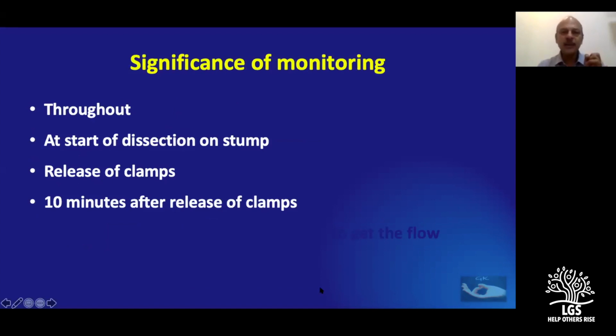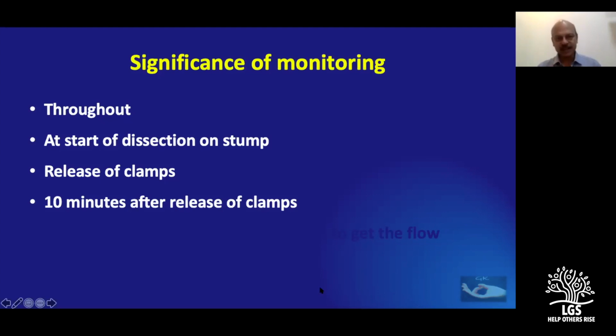Now, monitoring is usually done throughout the surgery by the anesthetist. That is routine. That is done for any patient. They give anesthesia, they monitor the patient. Second is at the start of dissection on the stump. Then third is at the time of release of clamps.